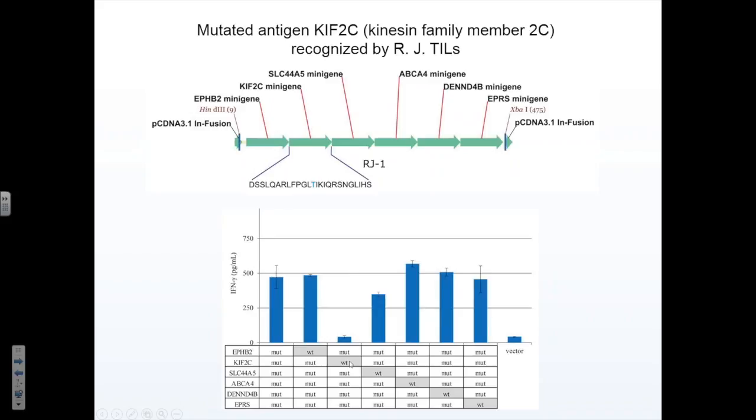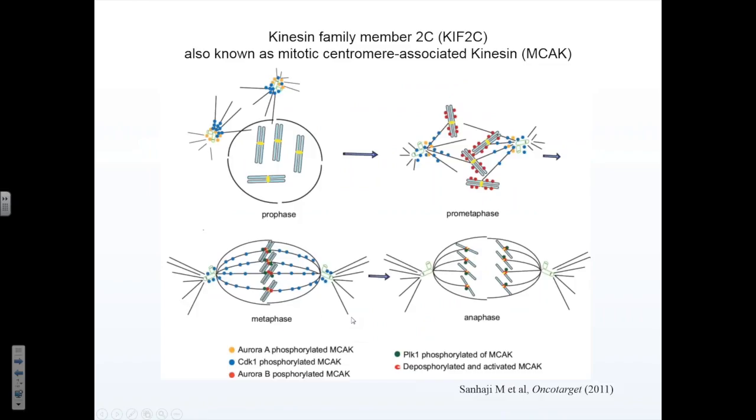particular gene, KIF2C, a member of the kinesin family that's involved in the stability of the mitotic signal, as the exact protein and the exact mutation being recognized by the TIL cells that cause the regression of multiple lung, liver, bony, and subcutaneous metastases in this patient.